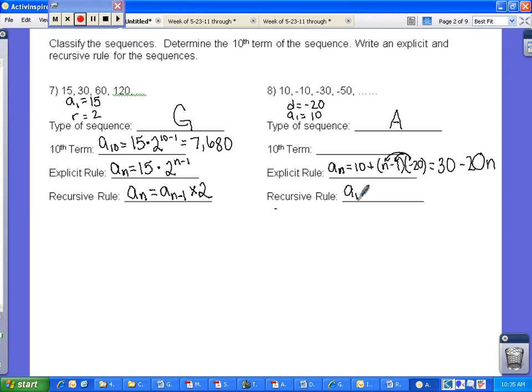Recursive rule is going to take the term before, which is a sub n minus 1, and you are going to subtract 20. So for the 10th term, you're going to use the explicit rule. A sub 10 equals 30 minus 20 times 10. And then simplify that, and you get -170.